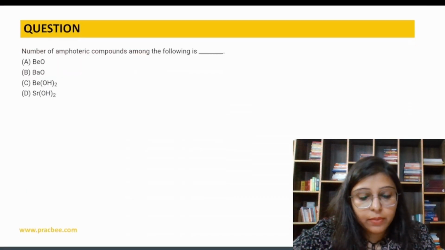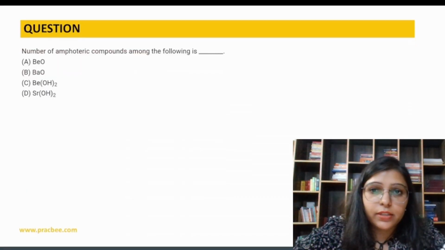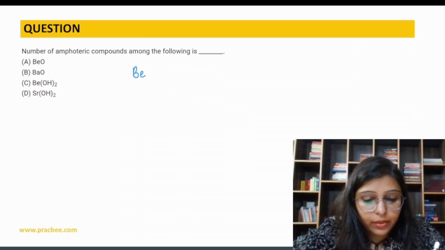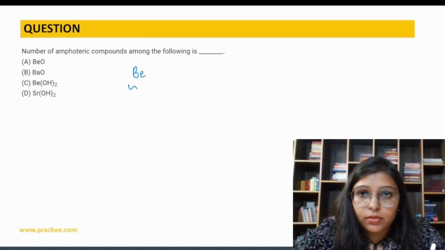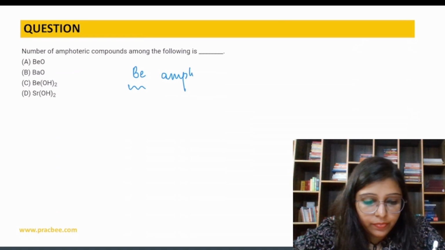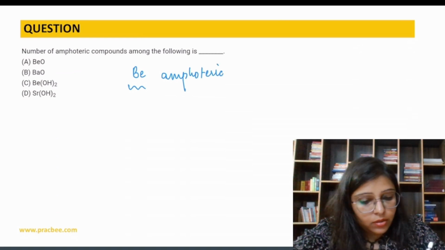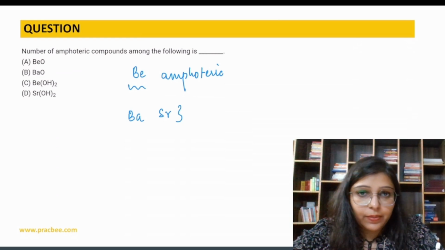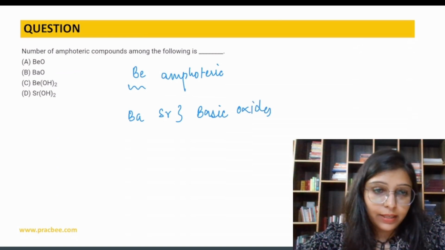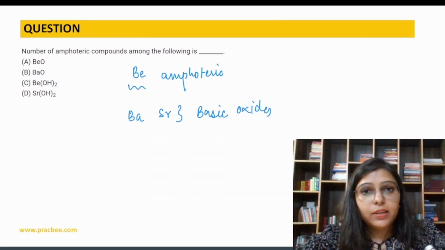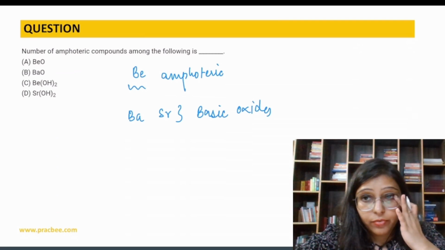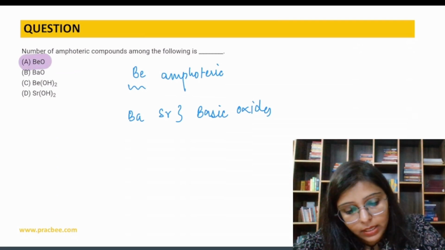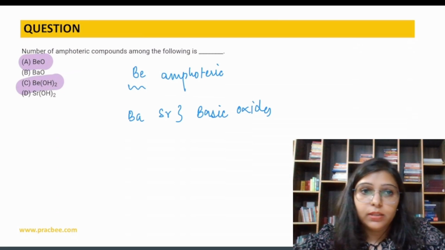Now let's do the next question. Number of amphoteric compounds from the following. I have already discussed this, right? Beryllium is an amphoteric metal. Barium and strontium form basic oxides because down the group metallic character increases, right? So the amphoteric compounds are going to be beryllium oxide and beryllium hydroxide.